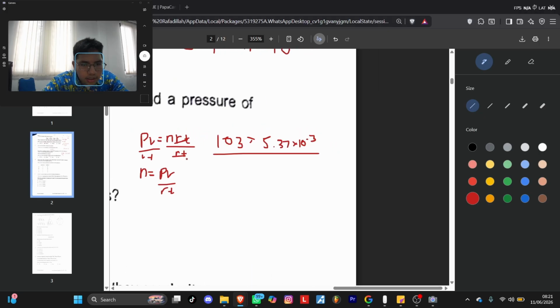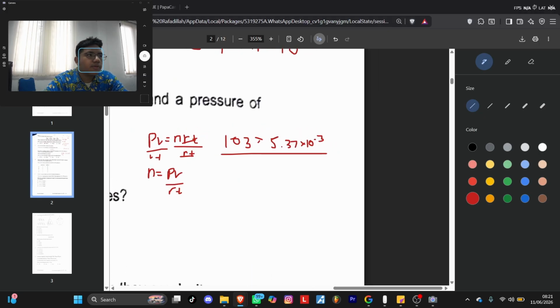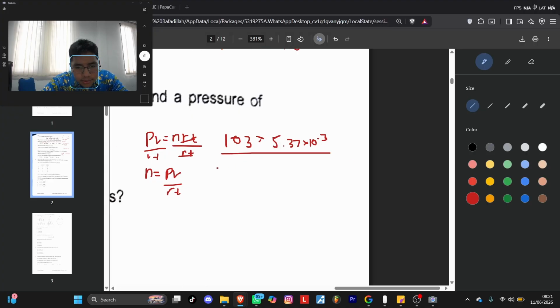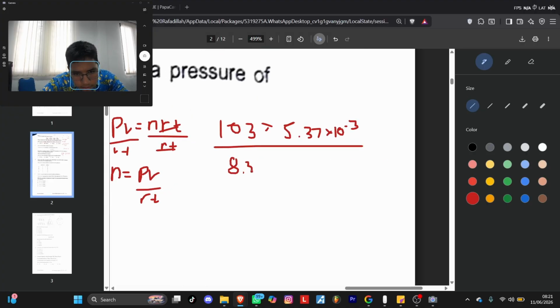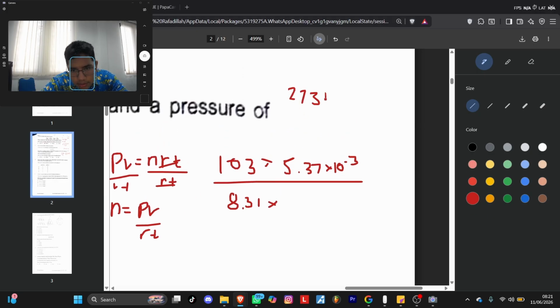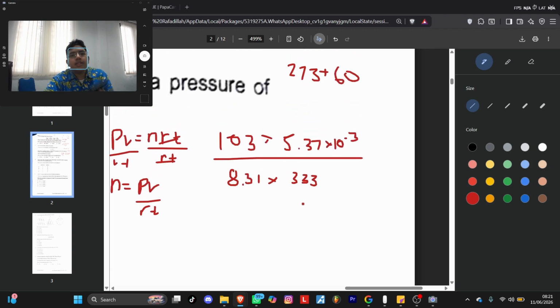per the gas constant, which is 8.31, and the temperature is 273 plus 60, which equals 333. So we just have to use the calculator and work this out. 103 times 5.37 times 10 to the minus 3 per 8.31 times 333.